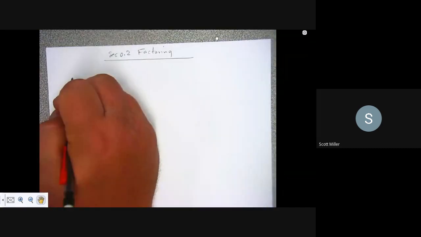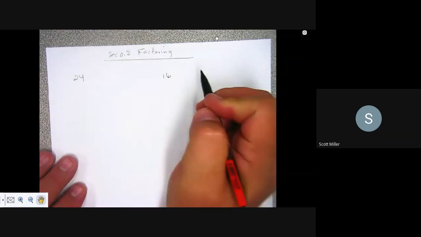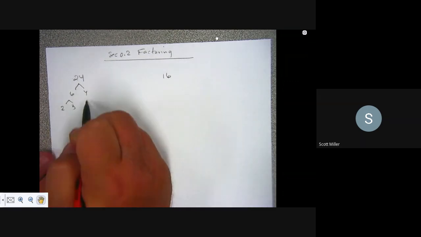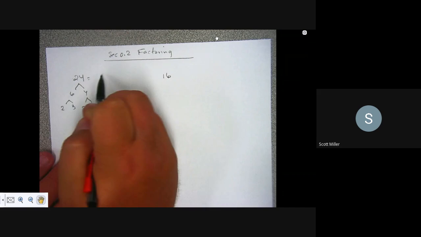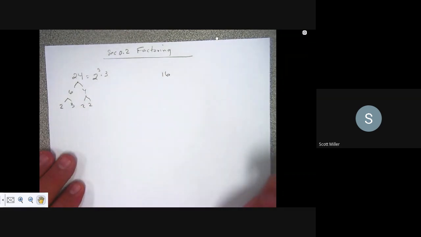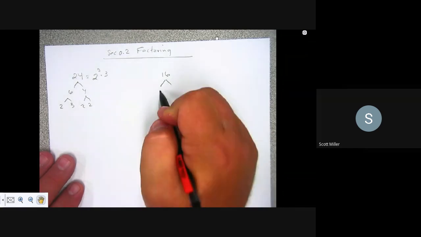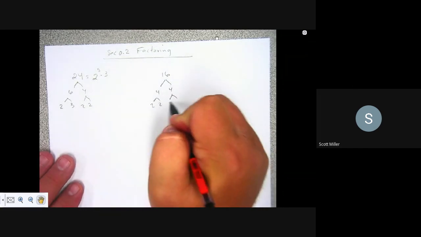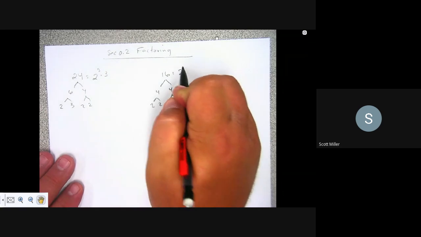So let's look at the 24 and the 16 again. In this case, we do the 24, we break it apart. There's 6 and 4. This is 2, 3, and this is 2 and 2. We know this one is 2 to the third power times 3. We already did that one. For 16, we break it apart. We can do whatever you want, but I usually do 4 and 4, 2 and 2, 2 and 2. This is 2 to the fourth power.